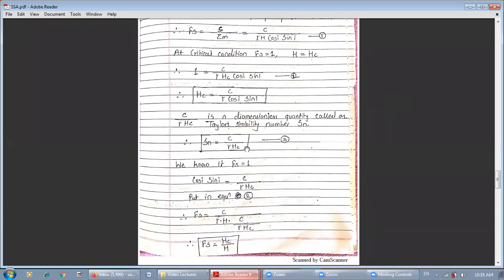This is one equation. Second equation is for critical height Hc, which is equals to C divided by gamma into cos i sin i, where your factor of safety is equals to 1. Then one more point, that is Taylor stability number Sn, which is a dimensionless quantity, which is equals to C divided by gamma into H. Again, C is the same cohesion, gamma is the unit weight, H is the critical height. And one more definition of the factor of safety with respect to the critical height is Hc divided by H. So these three equations we got.